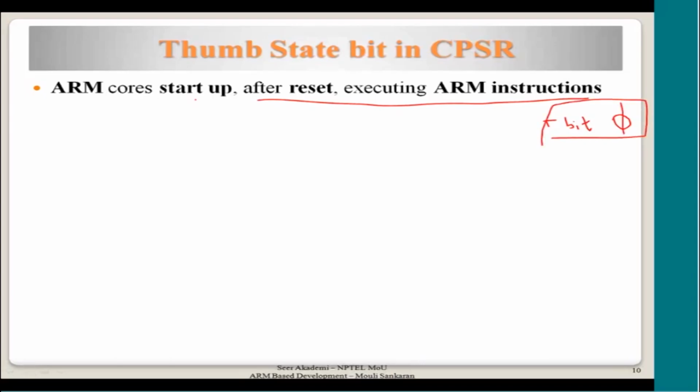That means the vector table has the entry to point to the reset handler, right? We have to write ARM instructions here because it is going to fetch 32-bit instructions, because the processor starts off with the ARM state. Okay, so please remember that.